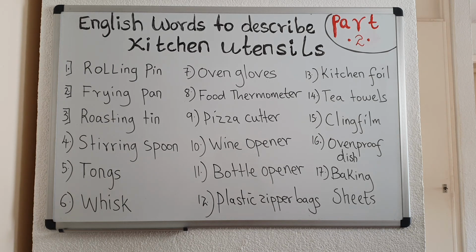Okay, so cling film is a transparent kind of plastic piece of paper. It is very thin, and we normally use it to cover different foods once we have prepared them. The next word is oven-proof dish.